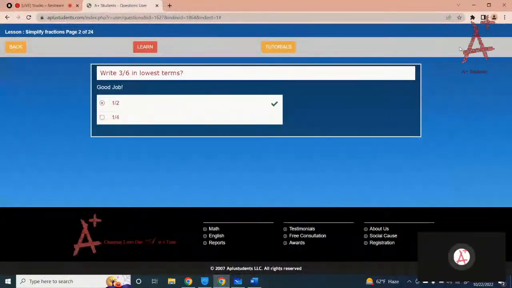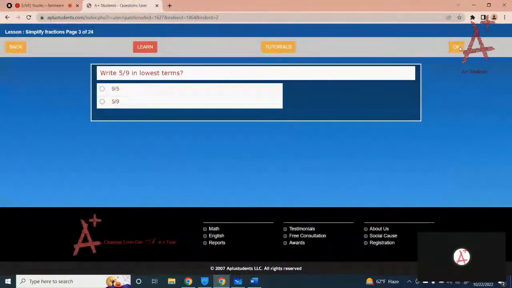Okay. The next one is write 5 by 9 in lowest terms. Just look for the greatest number that can divide both 5 and 9. Do we have any? We don't have any common number that can divide 5 and 9. So they are already in lowest terms. Got it? So it equals 5 over 9.